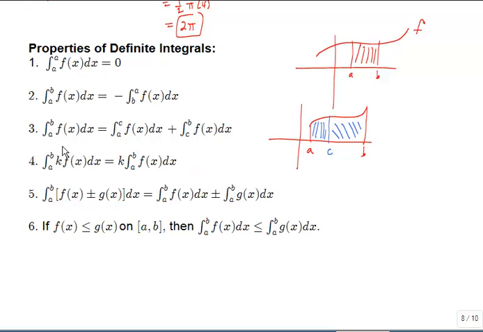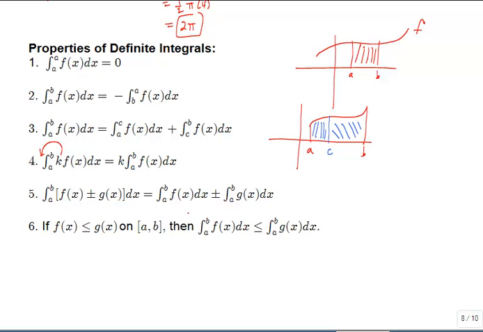Property 4 says the integral from a to b of a constant times a function is the constant times the integral of that function. So this is kind of like our constant multiplier rule. You're allowed to pull that constant out front if you want. The next one here says the integral of a sum or a difference is the sum or a difference of our integrals. And that's just like the rules we've had for derivatives and limits in the past.